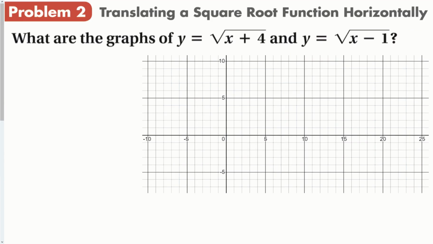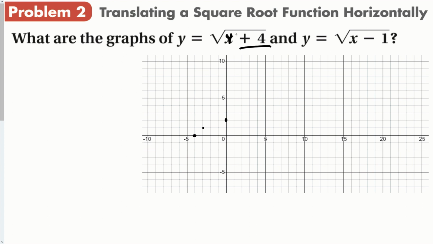Okay, now watch what happens here. Now this function is moved left 4. So there's my starting point. It's not called a vertex, really. It's just the place where the function starts, the place where the square root starts. Okay? And there's the next point. Right 1, up 1. Right 1, 2, 3, 4, up 1, 2, 3, 4. Oh, sorry, up 2.